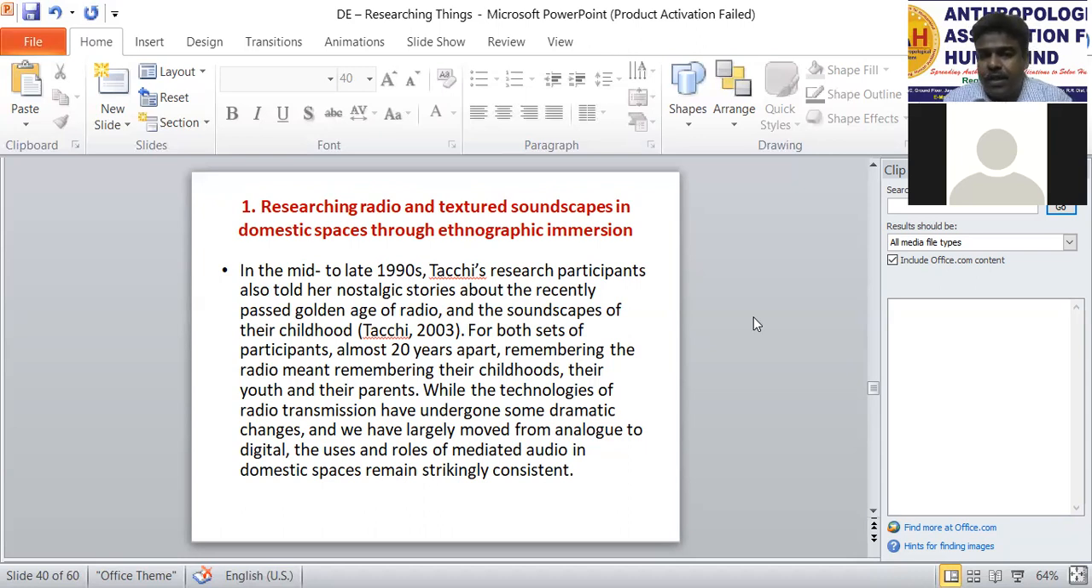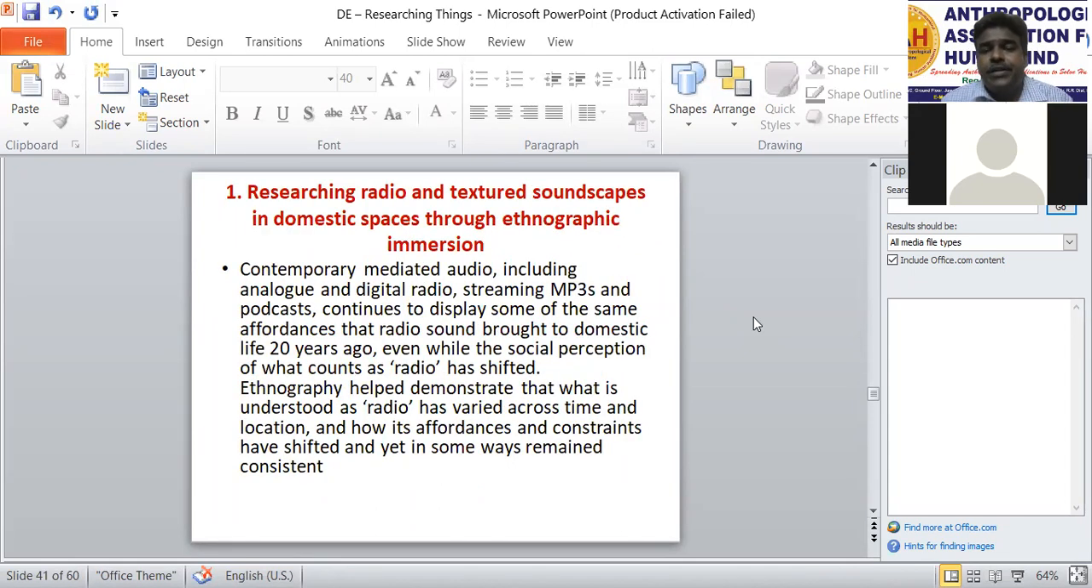For both sets of participants, almost 20 years apart, remembering the radio meant remembering their childhoods, their youth, and their parents. While the technologies of radio transmission have undergone some dramatic changes, and we have largely moved from analog to digital, the uses and roles of mediated audio in domestic spaces remain strikingly consistent. Contemporary mediated audio, including analog and digital radio, streaming, MP3s, and podcasts, continues to display some of the same affordances that radio sound brought to domestic life 20 years ago.